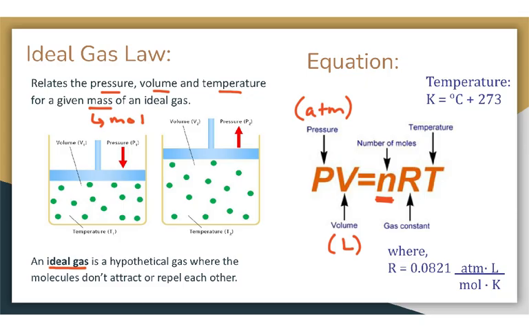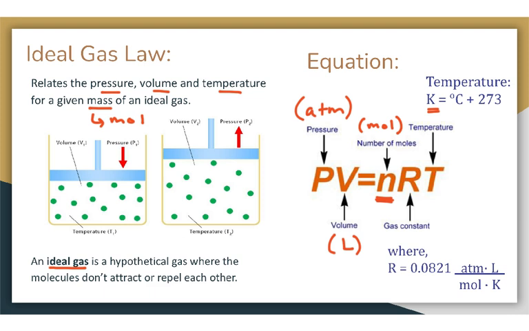n, we haven't been using as a variable yet. n stands for the number of moles, and our unit for that is going to be moles. R is brand new. We'll talk about that in a second. And then T, that capital T for temperature, our standard unit is Kelvin, and we've known that we need to convert any temperatures to Kelvin, because Kelvin is our standard unit.